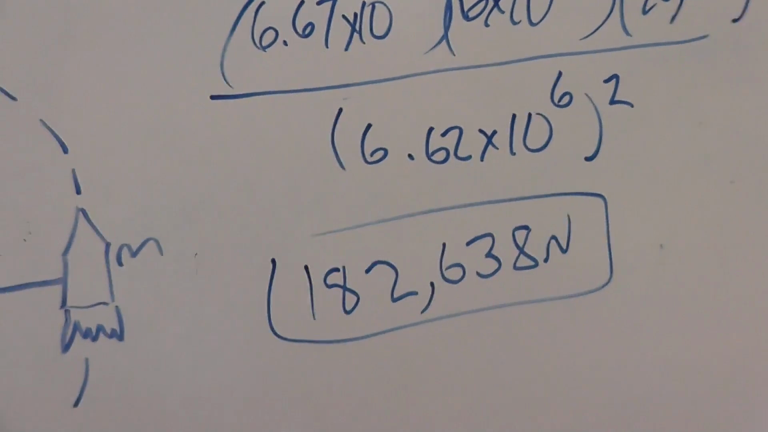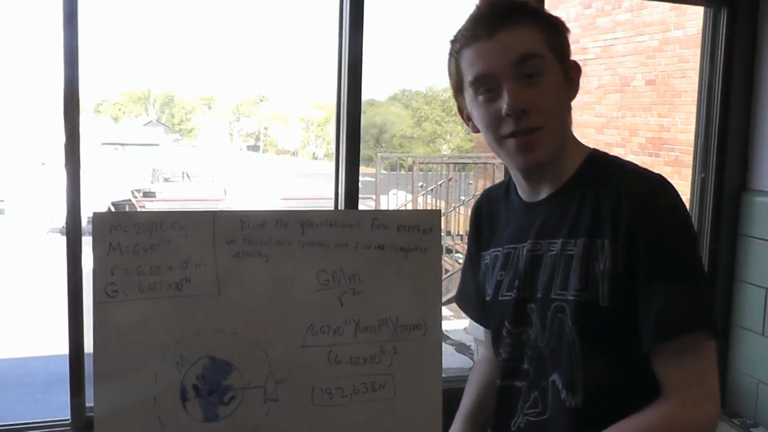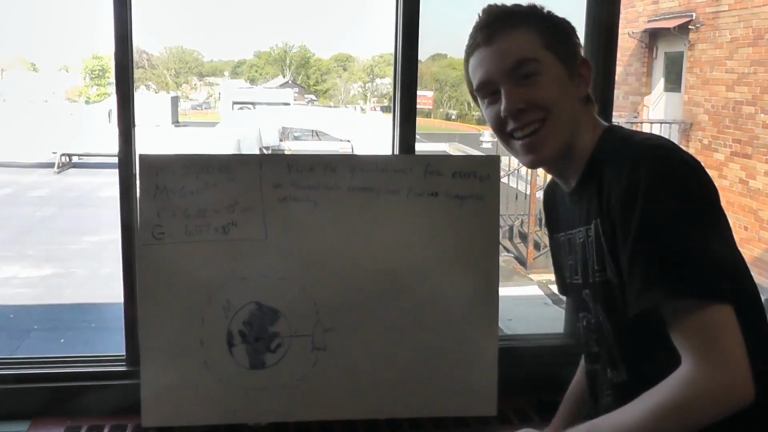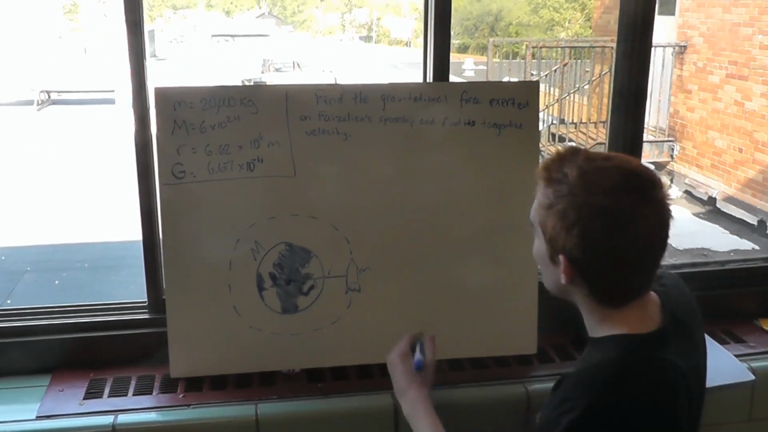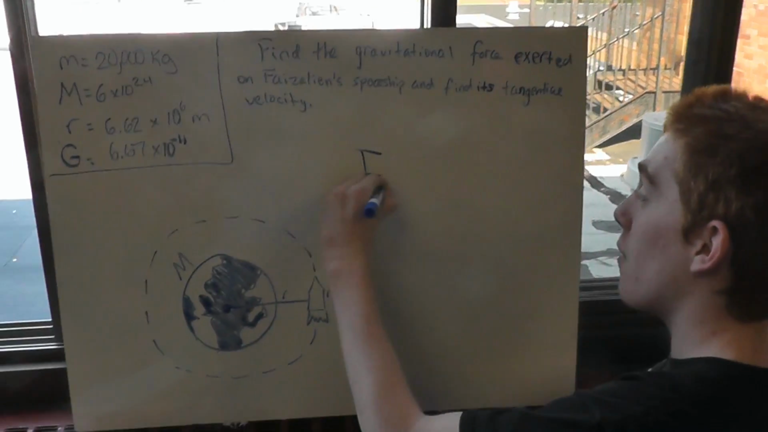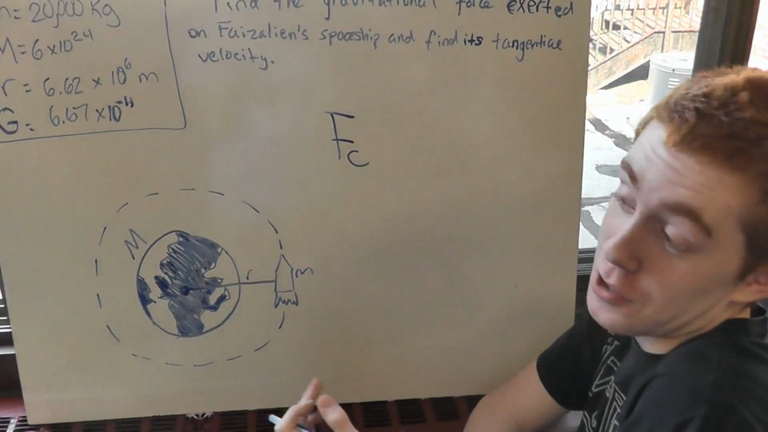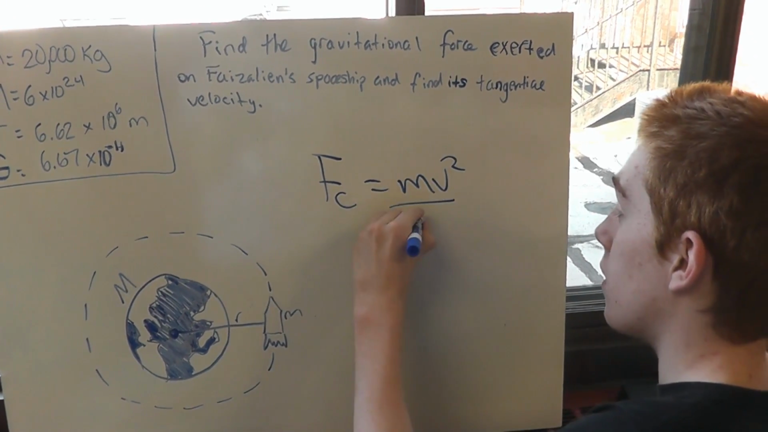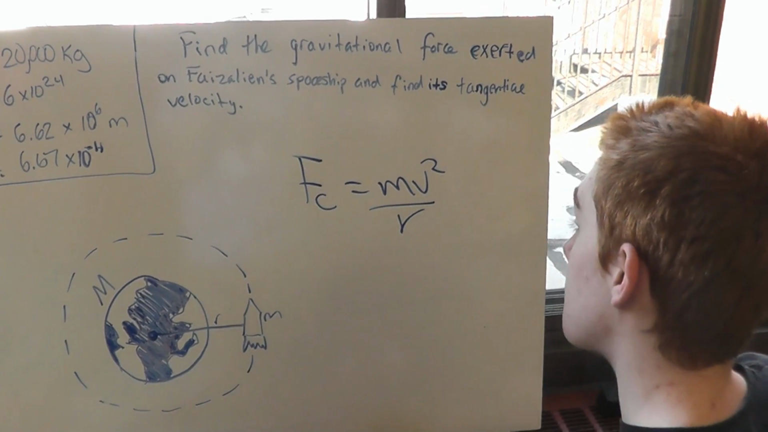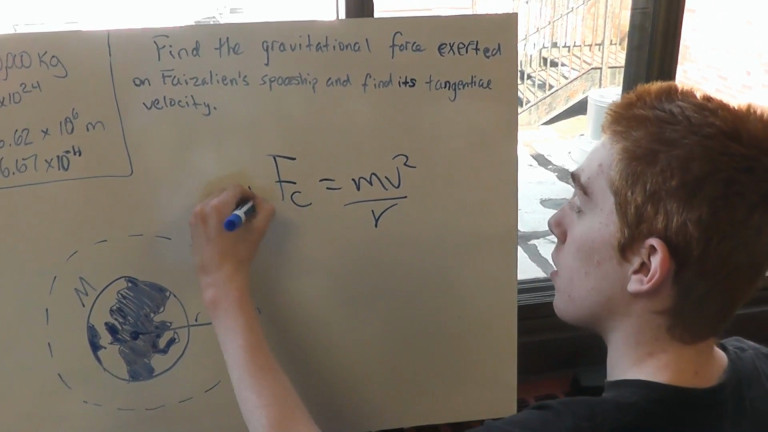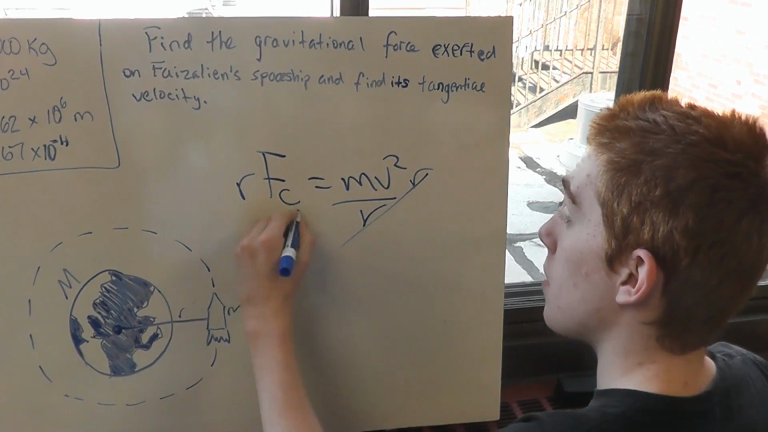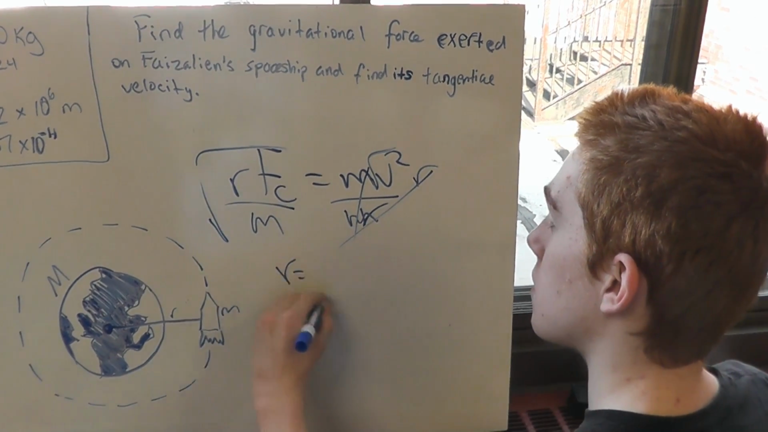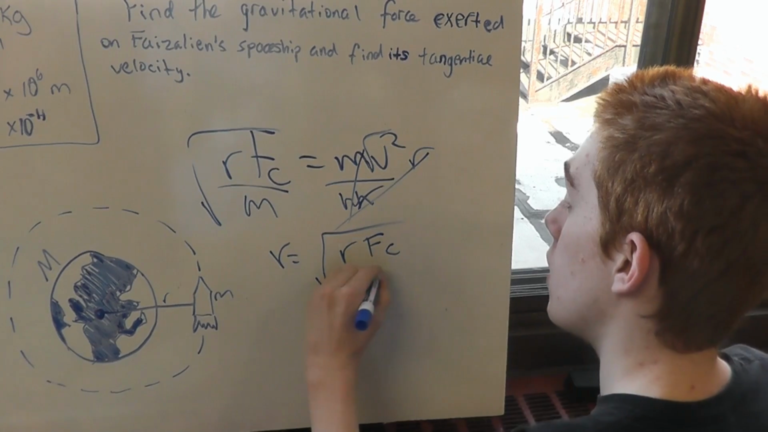Now, second part of the question requires an eraser. It's like a smartboard. Okay, now we're gonna find the tangential velocity, because Fc, not a real force, but centripetal force is the name for it, equals mv squared over r. Now, we don't need to even do numbers yet, because we gotta solve for v. So, multiply by r on both sides, divide by m on both sides, and square root both sides. Okay, so v equals square root of r Fc over m.